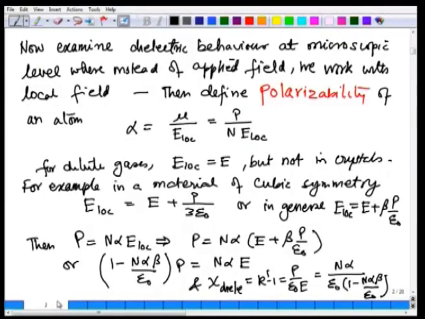Continuing further, the part I wanted to also talk about today: we looked at the bulk, that means a collection of dipoles. So when we say dielectric properties, we are really talking of that of a material, that means a collection of many dipoles. However, before we look at the collection, one must look at individual dipoles also, at the microscopic level.